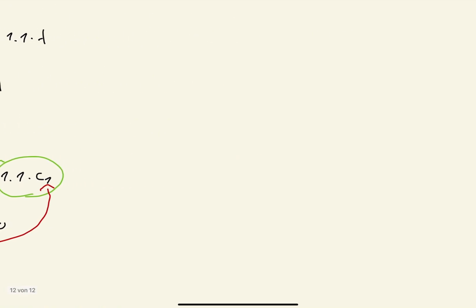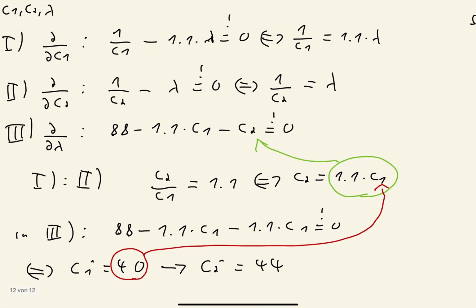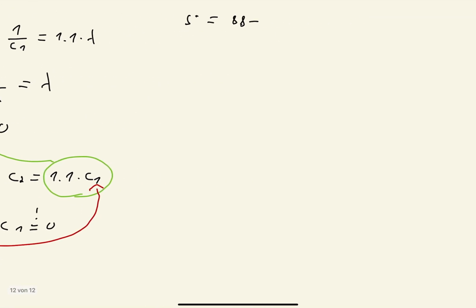And again, then savings are equal to 88 minus what we save, 88 minus what we consume today. So it's 88 minus 40. So that's equal to 48.